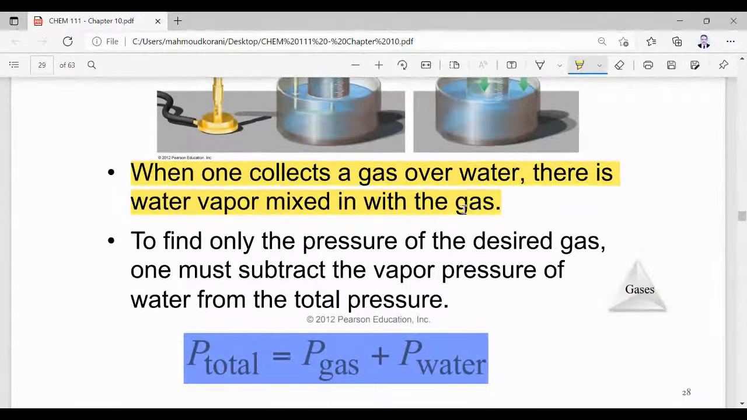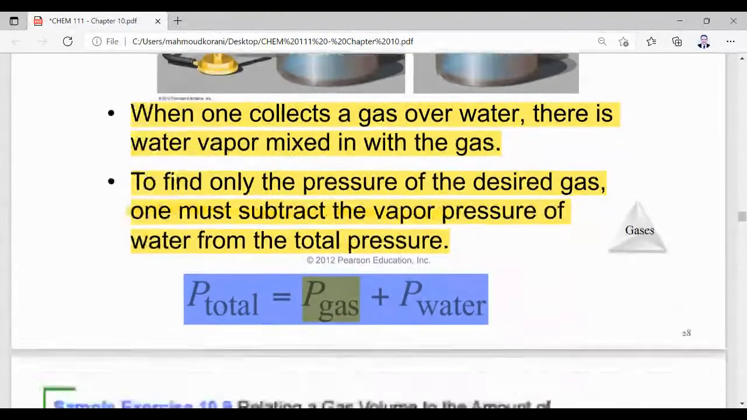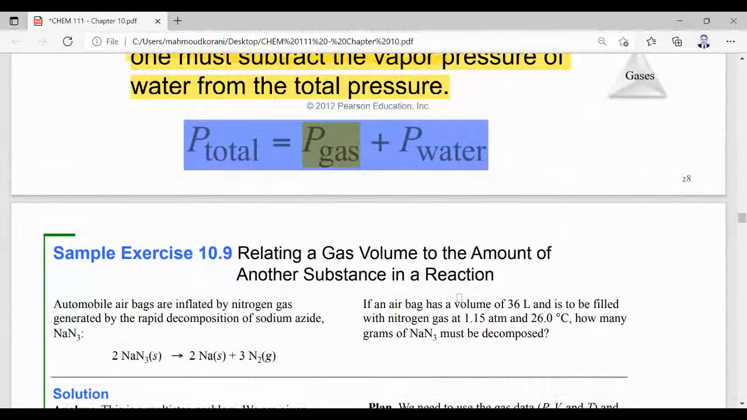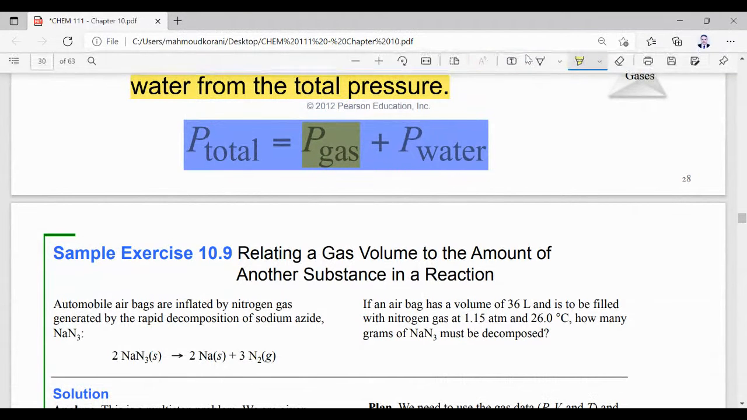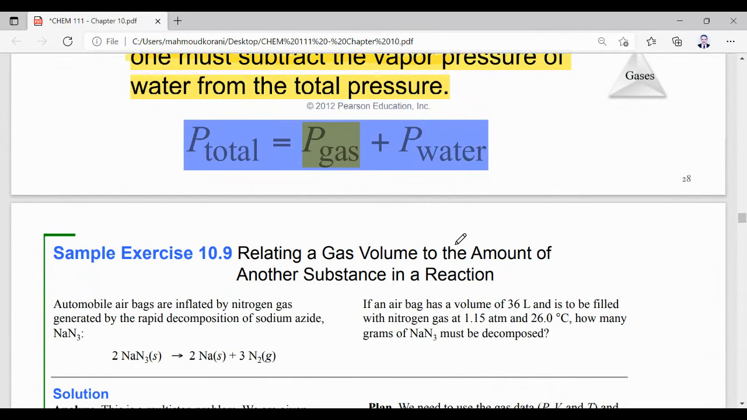Just read with me: when one collects a gas over water, there is water vapor mixed with the gas. To find only the pressure of the desired gas, the gas under consideration, it will be equal to the total pressure minus the vapor pressure of the water. One must subtract the vapor pressure of the water from the total pressure. It's a direct application of Dalton's law, just to collect the gas over water, and you can calculate its pressure. This is a very good example. I'm going to discuss it not in detail, just in brief, and you can study it, and if you find any problem, just contact me. This is also in the same book we are working from.